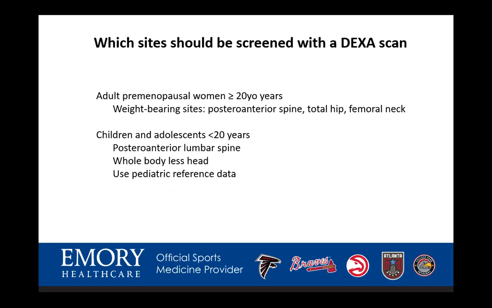When we get a DEXA, it's important to think about the age of the athlete. For premenopausal women greater than 20 years, usually you're looking at weight-bearing sites: the lumbar spine, total hip, and specifically the femoral neck. For athletes and adolescents less than 20, it's usually whole body, less head. And so I usually send these athletes over to Children's to do their bone density there.